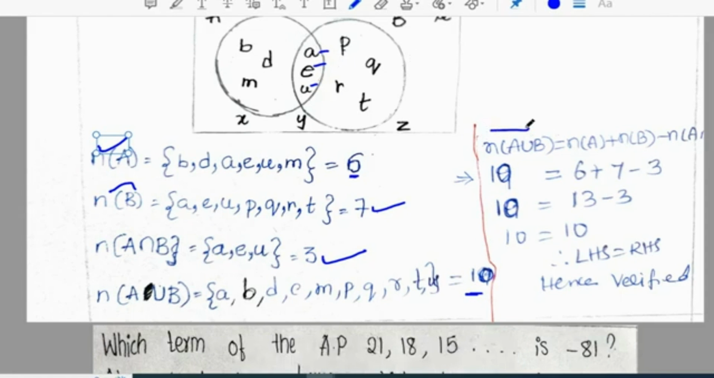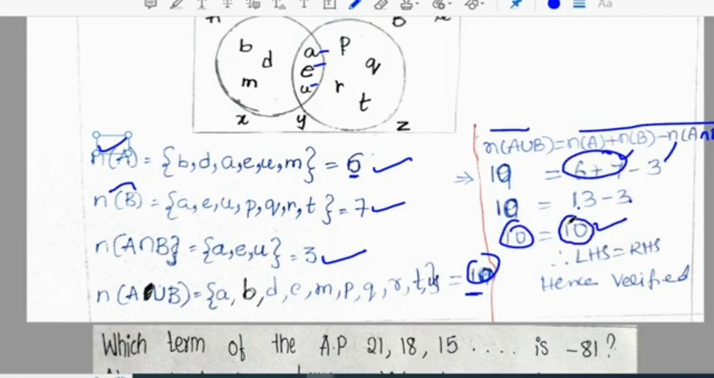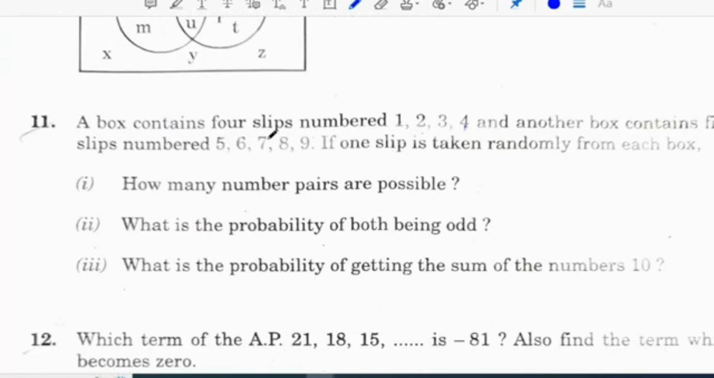So we will use the formula, left hand side and right hand side. n(A union B) is equal to n(A) plus n(B) minus n(A intersection B). n(A union B) is 10, is equal to n(A) is 6, n(B) is 7, n(A intersection B) is 3. 6 plus 7 is 13, 13 minus 3 is 10. So clearly LHS and RHS are equal, hence verified. Therefore, n(A union B) is equal to n(A) plus n(B) minus n(A intersection B). Moving on to the 11th question.